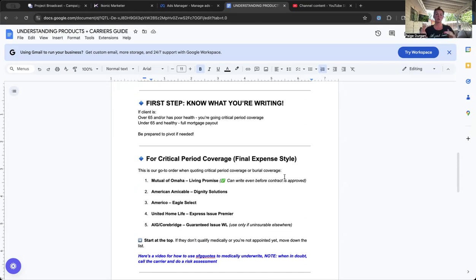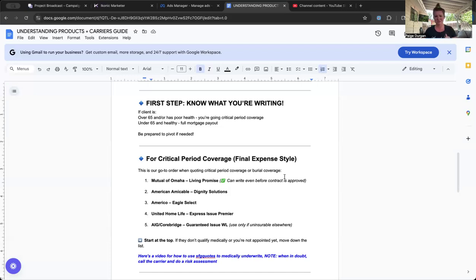So first thing is knowing what you're going to be writing. Is it going to be critical period or is it going to be a full payoff? Those are the two camps that we're looking at. How you decide is based off of, first of all, what's their age. If they're over the age of 65, 9 times out of 10, you're going to be writing critical period coverage because a full payout gets to be really, really expensive when you're over the age of 65.